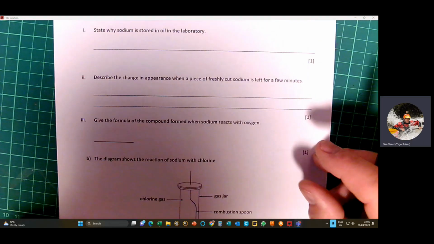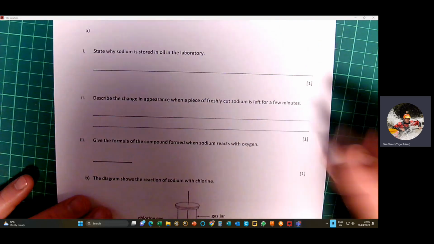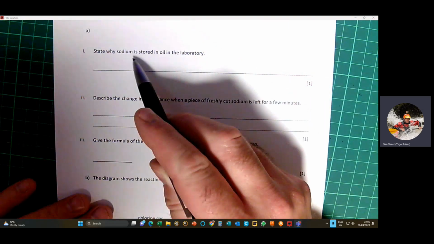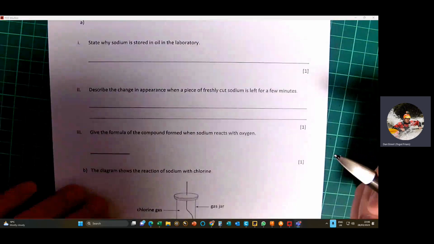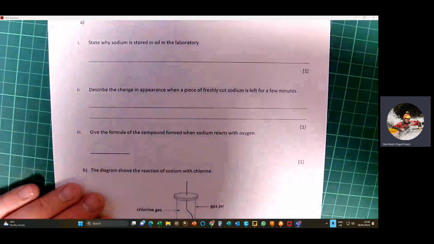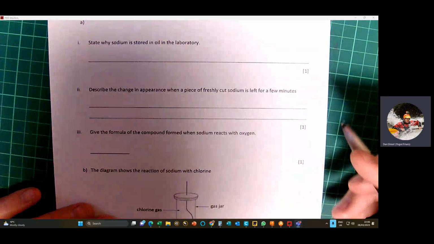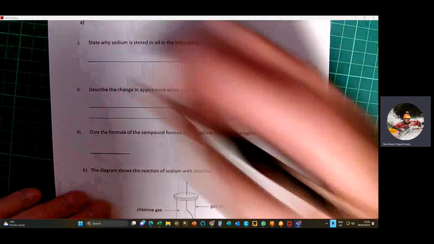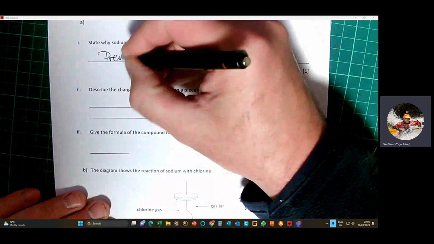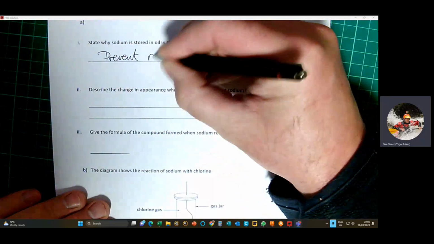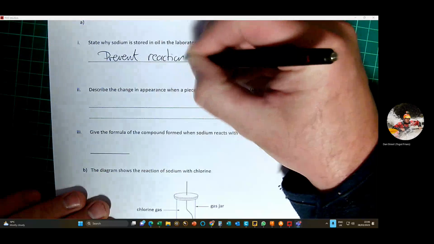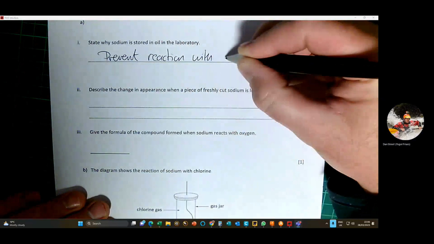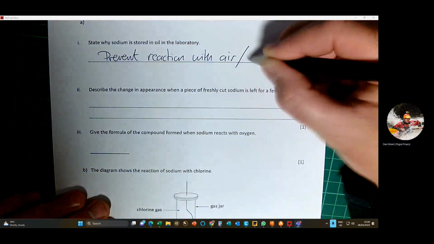Okay, so this is the foundation paper, question number 8. State why sodium is stored in oil in the laboratory. Okay, so sodium is a member of group 1. It's very reactive. It will react with air or moisture in the air, and therefore we keep it in oil. Okay, so it's to prevent reaction with air or moisture.